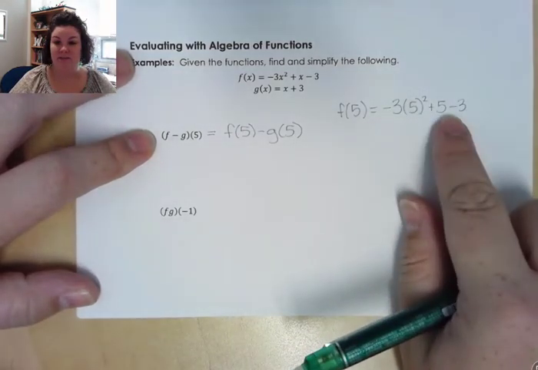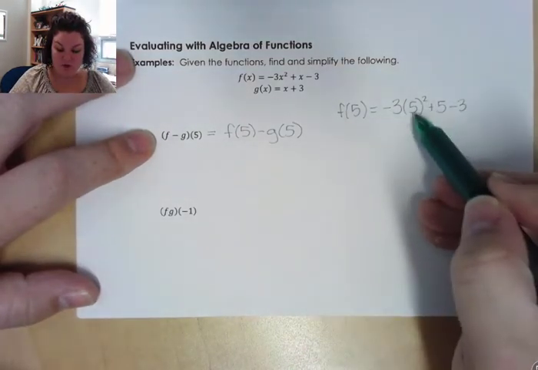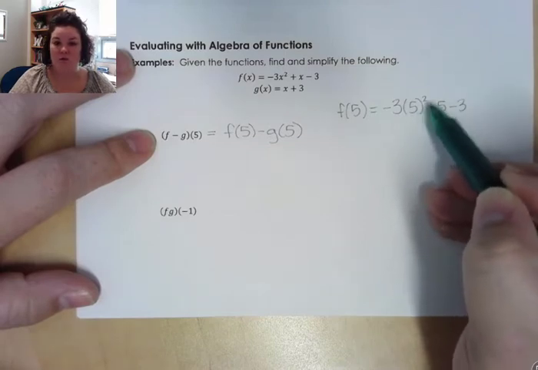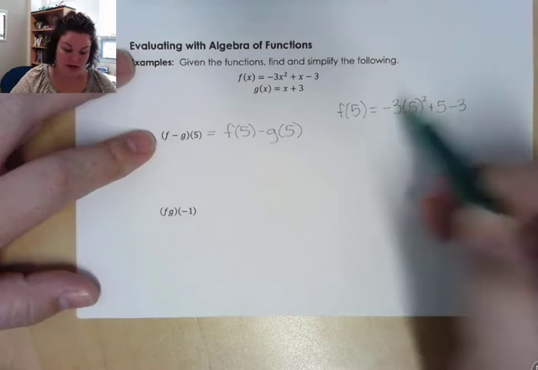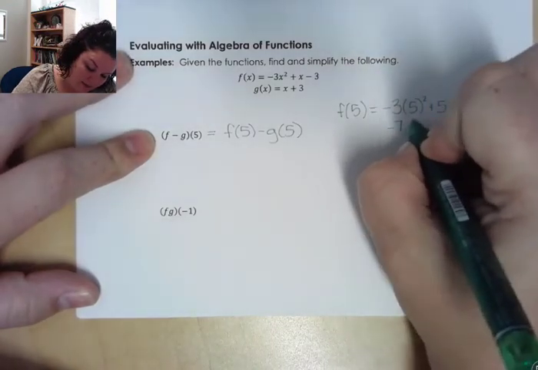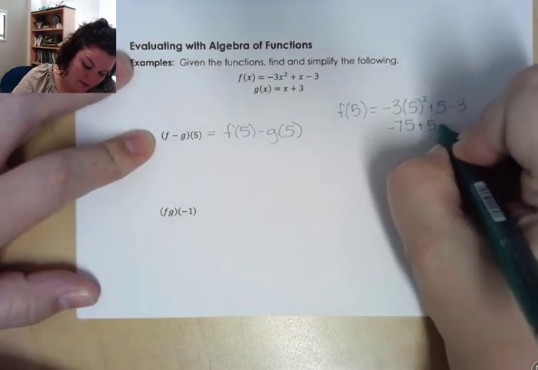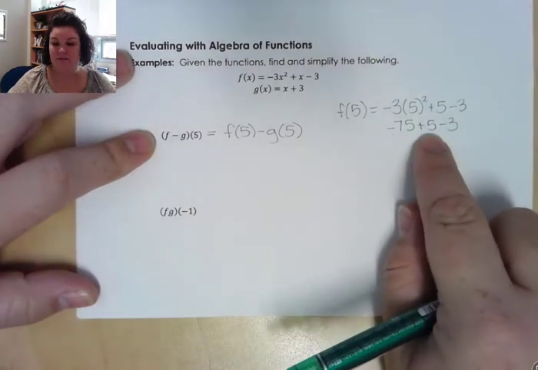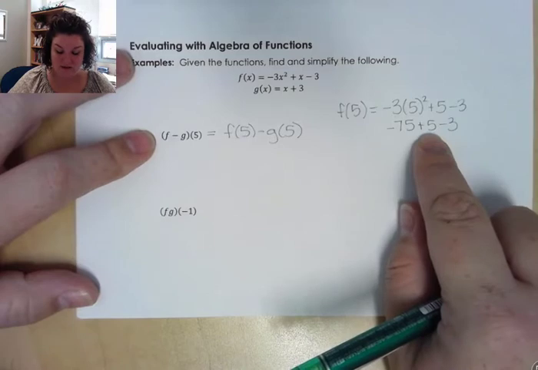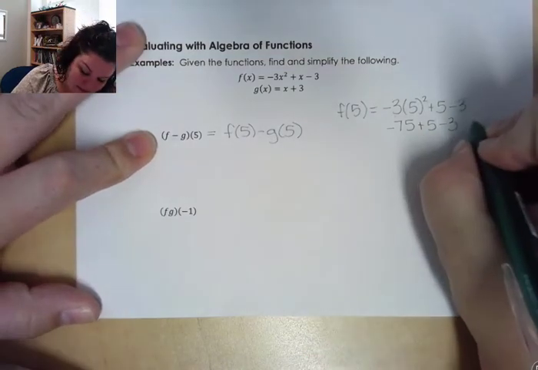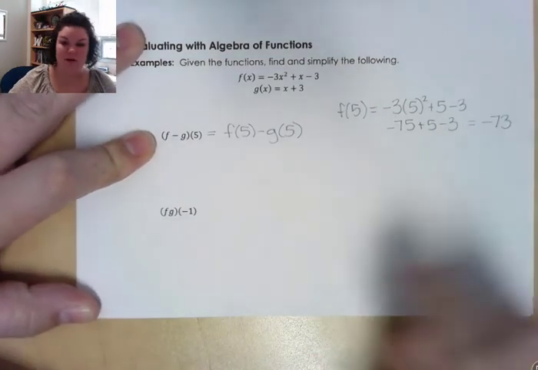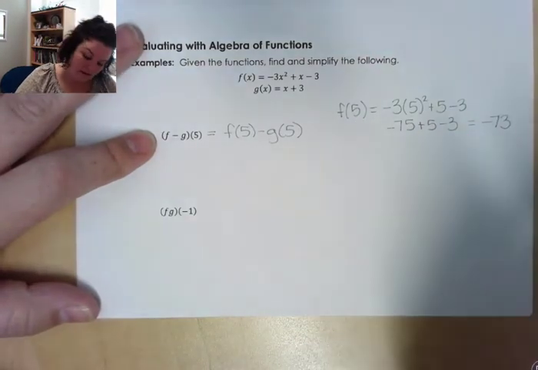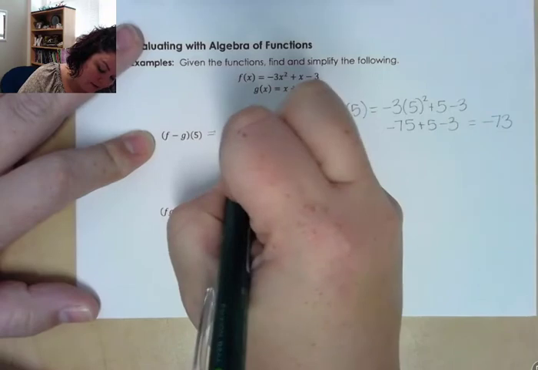And then I just need to simplify that, right? We do our square first. So 5 squared is 25. And then 25 times negative 3 gives us a negative 75 plus 5 minus 3. So negative 75 plus 5 is negative 70. Minus 3 is going to give me a negative 73. Okay, so we just figured out that f of 5 equals negative 73. So I'm just going to replace that down here.